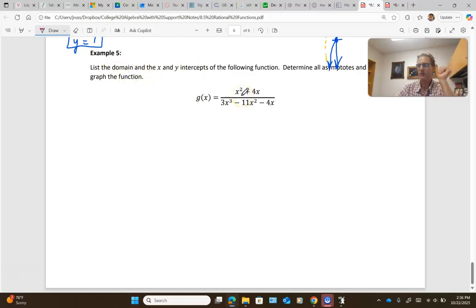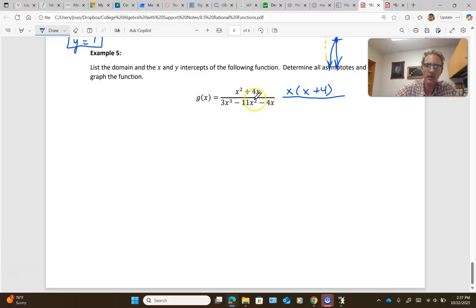Okay, so again, the first thing I'm going to do is try to factor this function. Well, the numerator is quadratic, but it doesn't have 3 terms. So the only thing I can do is pull an x out. So if I take out an x, then I'll have an x plus 4 left over.